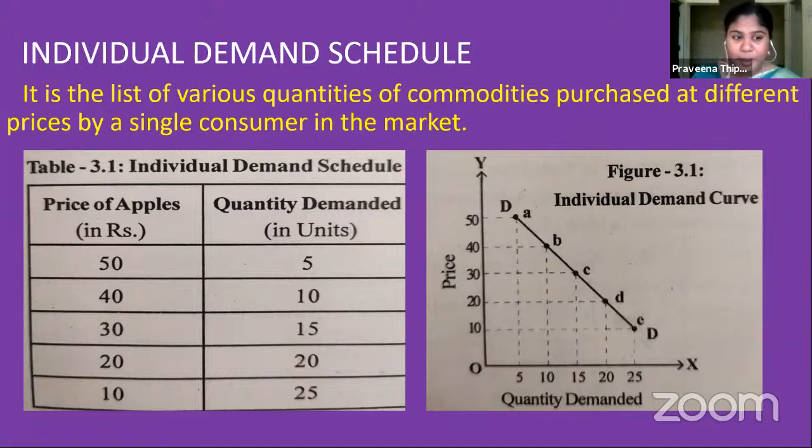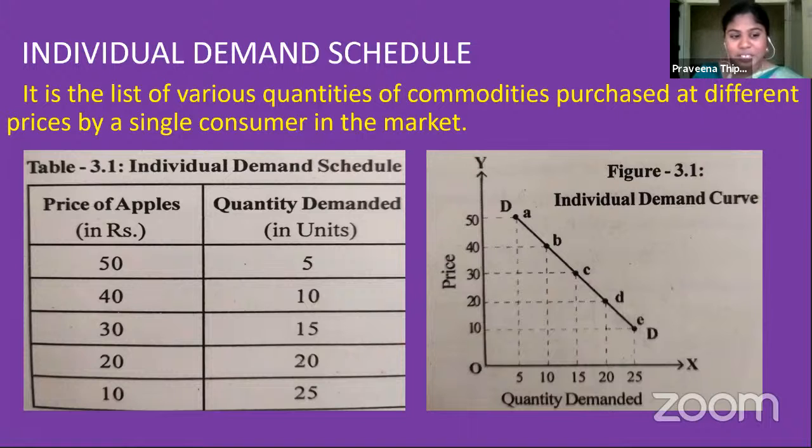And when the price of apple is 40, the quantity demanded is 10. And when the price has reduced to 30 rupees, the demand has increased. They purchased 15 units of apples. Then still when the price has gone down to 20 rupees, 20 apples are being purchased.